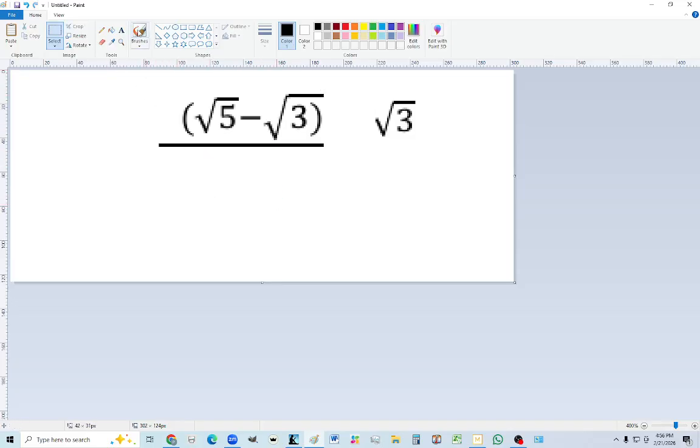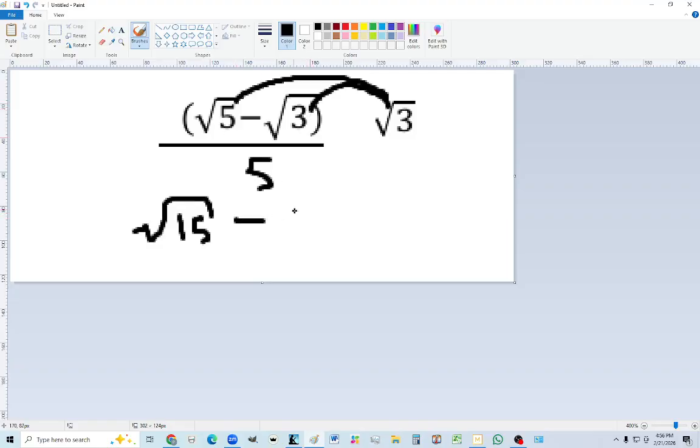And 3 goes into 3 once at the top. 3 goes into 15 5 times. Now I can distribute this. Square root of 15 minus 9 over 5. Whether that's simpler or not, I don't know.